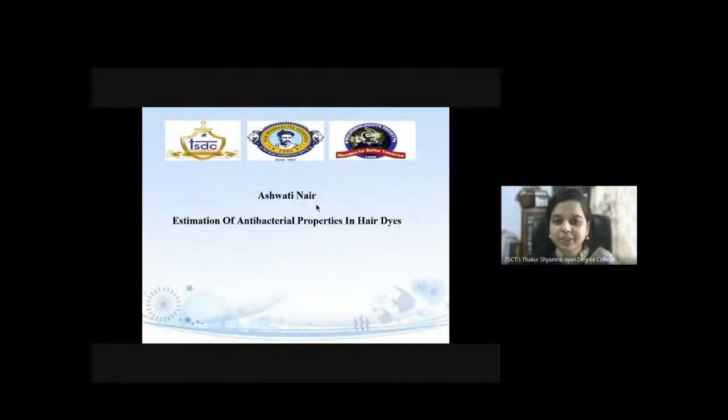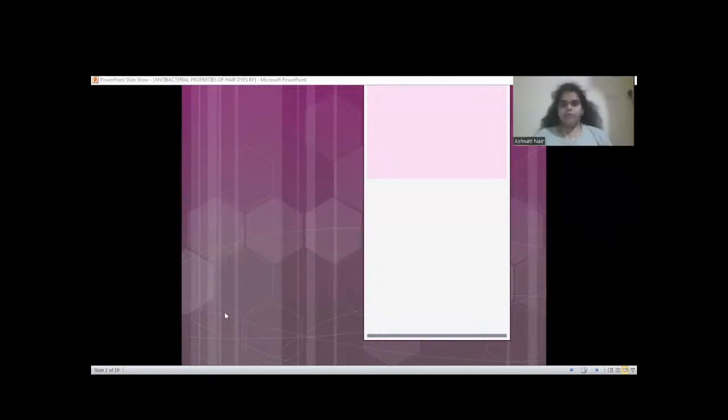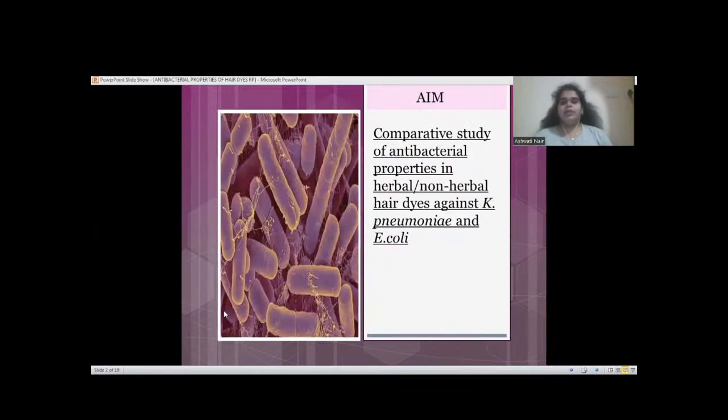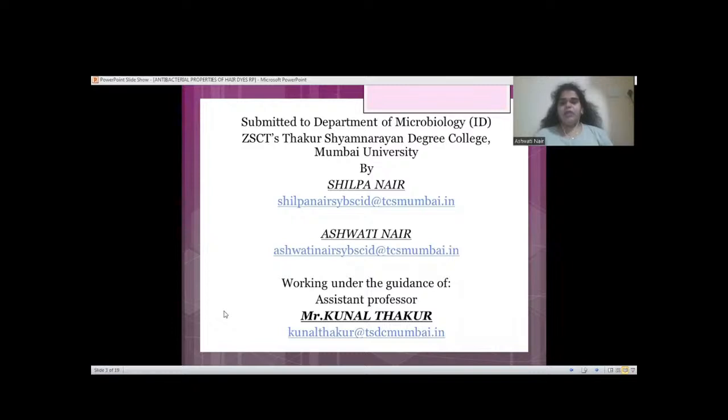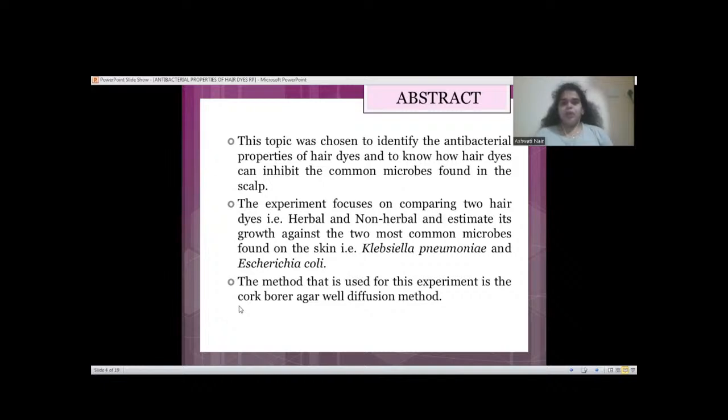Next, we have Ashwati Nair, whose topic is estimation of antibacterial properties in hair dye. I, Ashwati Nair from Thakur Shyamnarayan Degree College, am going to elaborate on a comparative study of antibacterial properties in herbal and non-herbal hair dyes against Klebsiella pneumoniae and E. coli, with my co-partner Shilpa Nair, working under the guidance of Assistant Professor Mr. Kunal Thakur. The topic was chosen to enlighten about the effectiveness and composition of hair dyes.